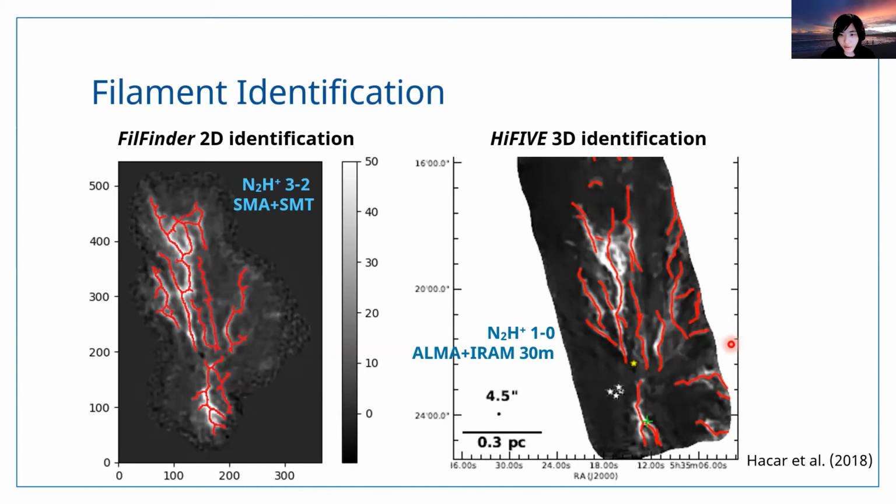In their paper, they use a different algorithm called High5, and their identification is based on the three-dimensional data cube. But since the hyperfine components in N2H+ 3 to 2 are much more complicated, we only perform a two-dimensional identification on the moment zero map. Although we are using different algorithms, we can still see that the main structures identified are quite similar. This is probably because most regions have only one component along the line of sight.